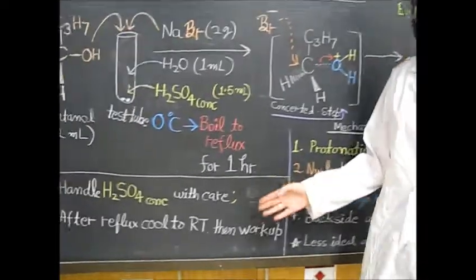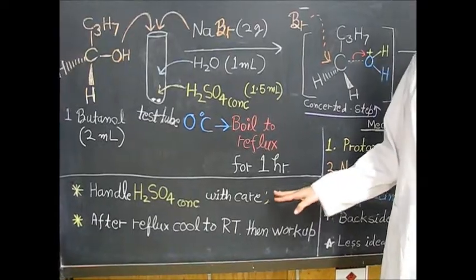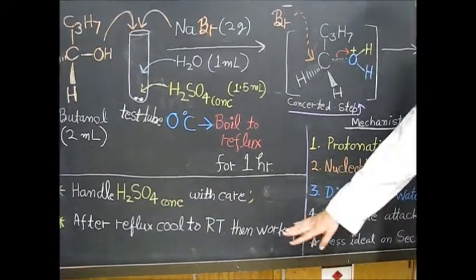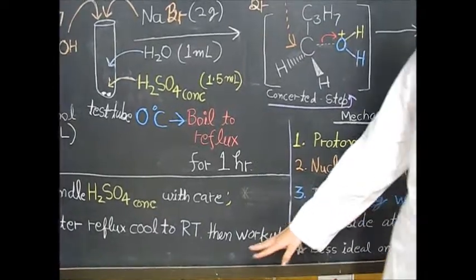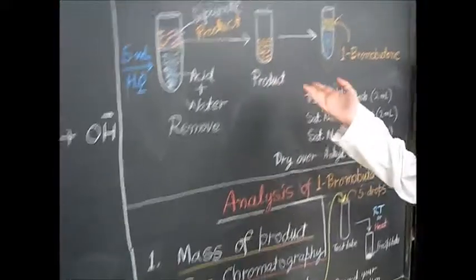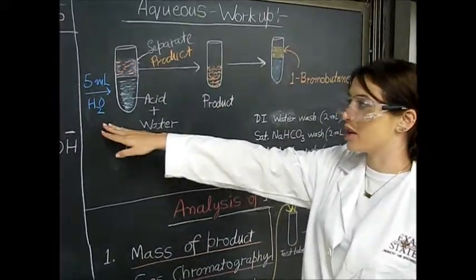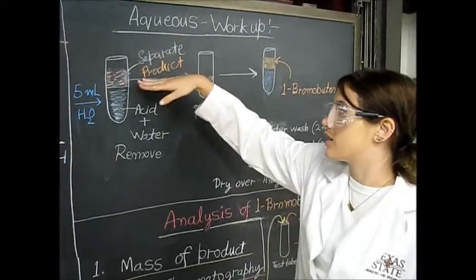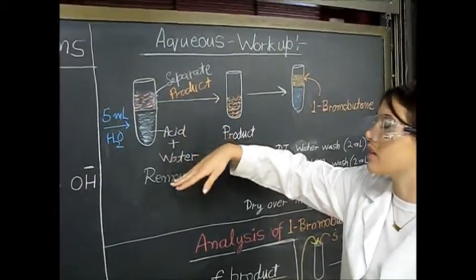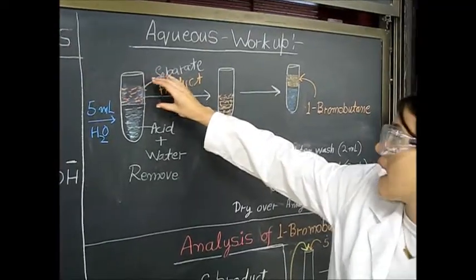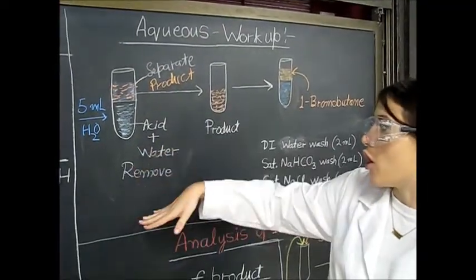So while you're performing this experiment, just make sure to handle this sulfuric acid with care, and also cool the reflux to room temperature before you begin the workup. So the workup involves, after reflux, you are going to add about 5 milliliters of water, and you will see your product separate, the product we want, the 1-bromobutane, on top, and then the acid and the water on the bottom.